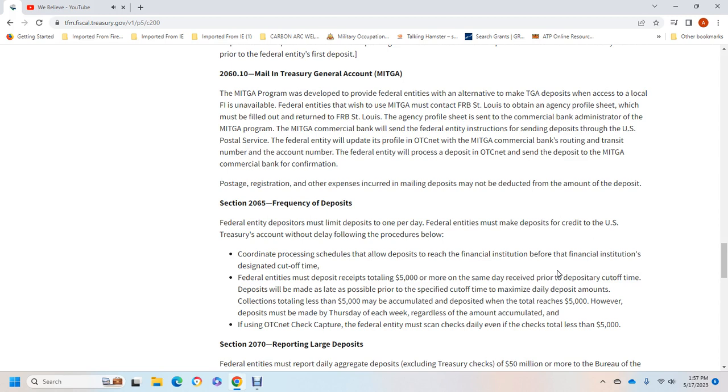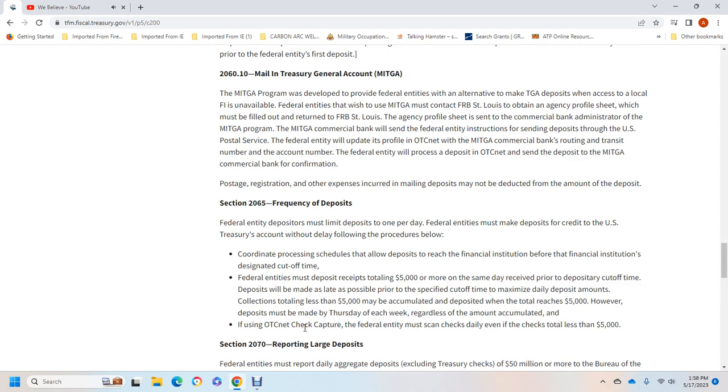Coordinate the process schedule to allow the deposit to reach the financial institution within the financial institution's designated cutoff time. Federal entities must deposit receipts totaling $5,000 or more on the same day received, prior to the deposit cutoff time. Deposits will be made as late as possible prior to the specific cutoff, up to their maximum daily deposit amounts. Collections totaling less than $5,000 may accumulate until the total reaches $5,000. However, deposits must be made by Thursday each week, regardless of the amount accumulated.